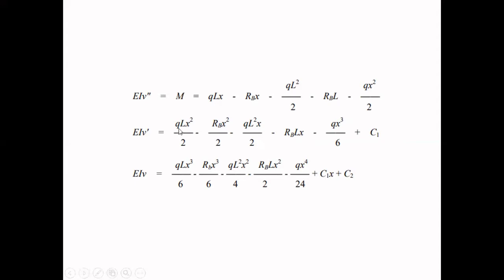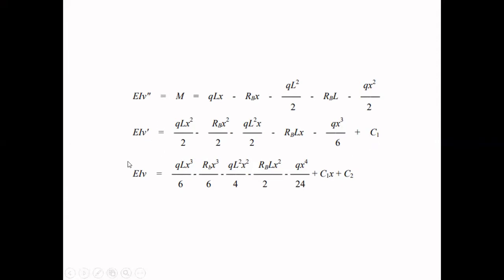This is qlx square. On integrating x, we'll get x square by 2, so it will be qlx square by 2 minus RB x square by 2 minus ql square by 2 x minus RBlx minus qx cube by 6 plus c1. This will be plus c1. This will be as it is because there was no x over there, and the c1 is a constant due to the integration.